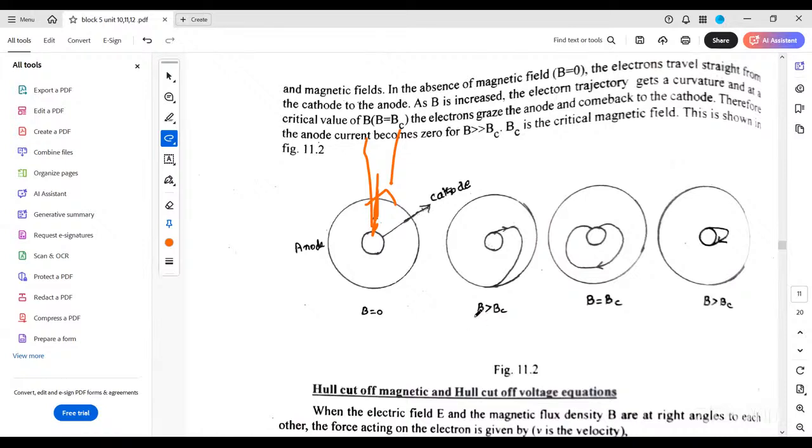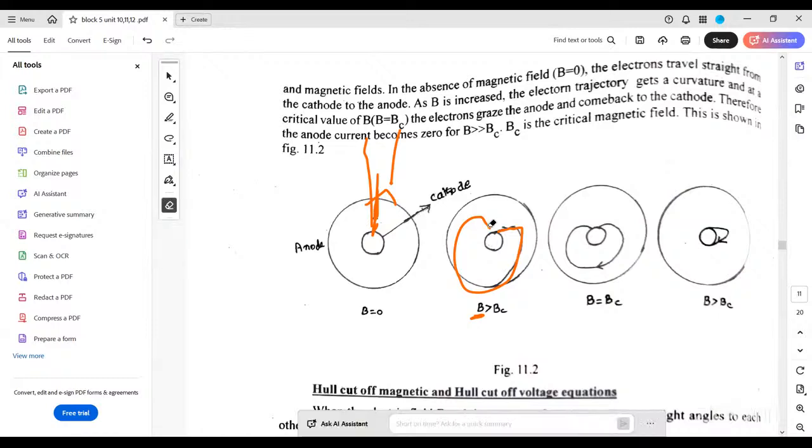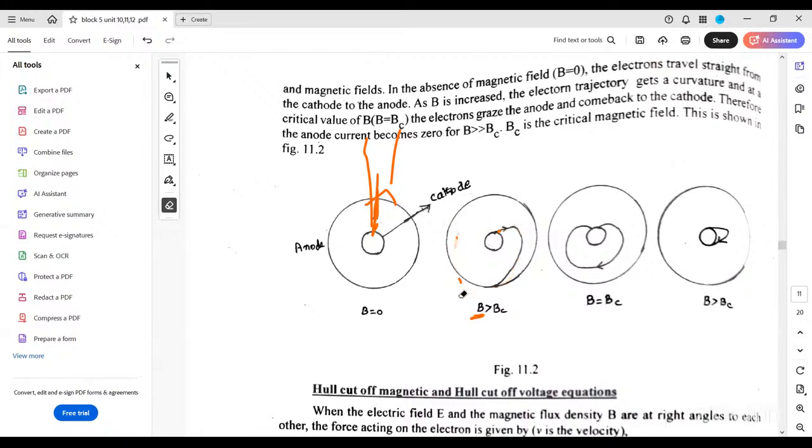Suppose the magnetic field is greater than the critical magnetic field. Here I am using a term called the critical value, or critical magnetic field. At that time, if the magnetic field is greater than the critical magnetic field, the electron takes a cycloid path like this. Actually, it should come back to the original position, but it is not coming back; it moves in a cycloidal direction.